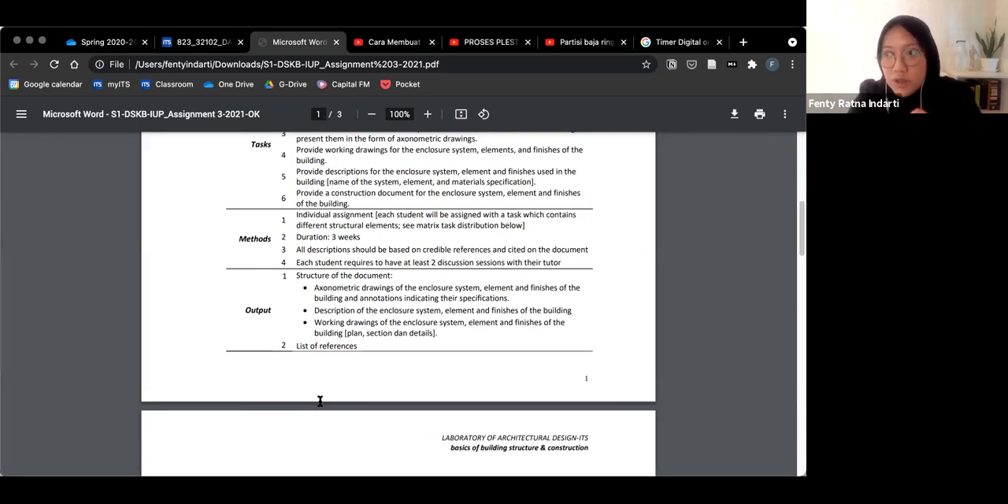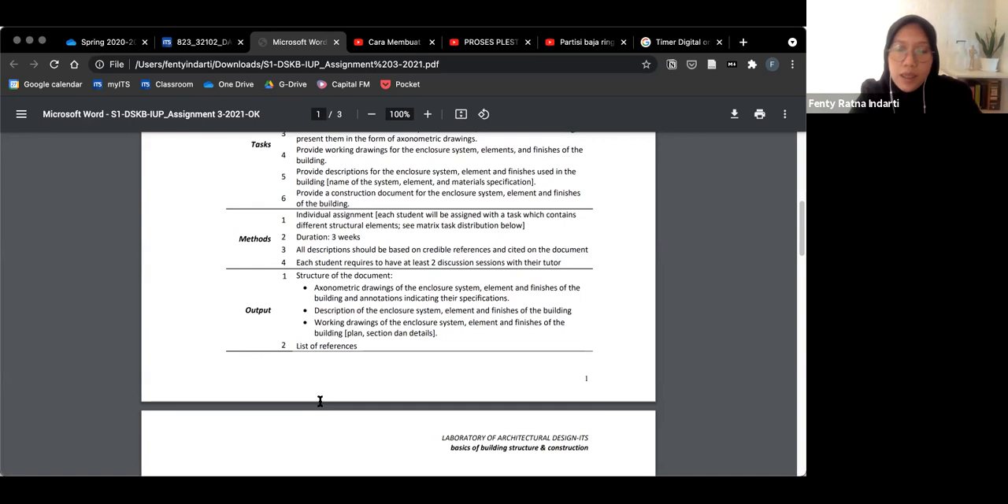You cannot just say, I want to use maybe gypsum. You need to understand the gypsum sizes and also the thickness. Even though you don't have to put the name of the ingredients of the gypsum, you need to understand the specifications, such as the sizing and how big the module is. And then a description of the enclosure system, element and finishes of the building. And the last one is working drawings of the enclosure system, element and finishes of the building. It will be presented in plan, section, and also details.